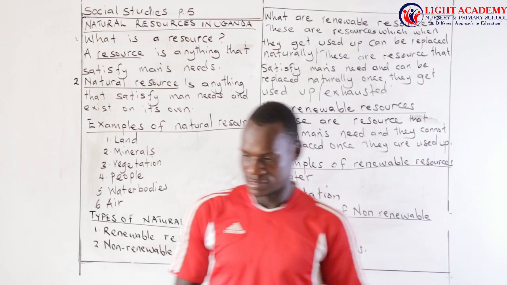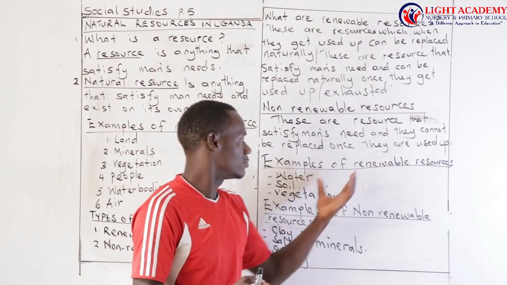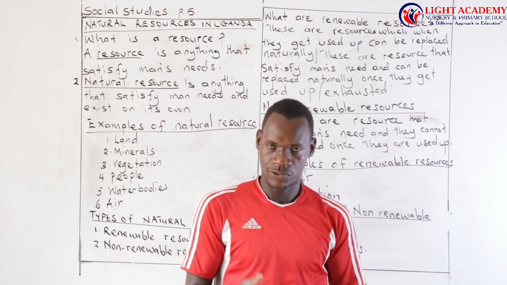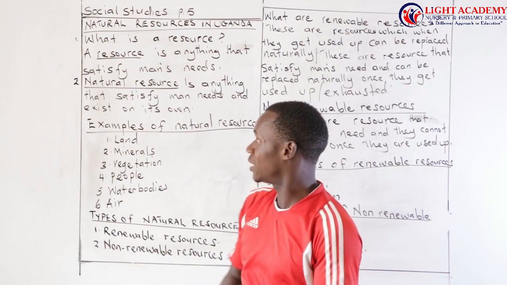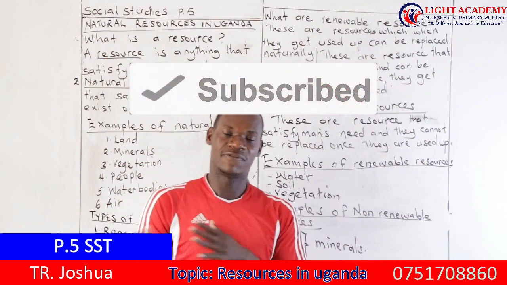As I conclude my lesson, this has been our topic of discussion, and when time allows we shall continue where we have stopped. However, you can ask some questions. For example, question one: what is a resource? Define a resource well. Number two: what is a natural resource? Give examples of natural resources and types of natural resources. Define the difference between a renewable resource and a non-renewable resource.